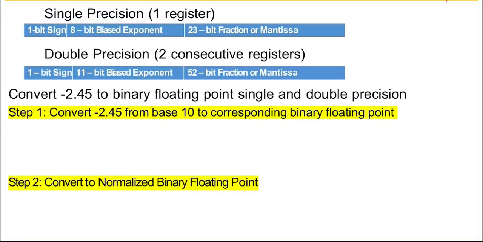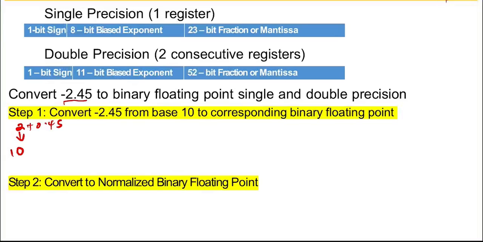Let's do another example. It says to convert negative 2.5 into single precision and double precision. I think it's a good example that we can start trying. Okay, so I'm going to drop the negative, right? So 2.5 is 2 plus 0.5. And 2, when you convert it into binary, is 10.